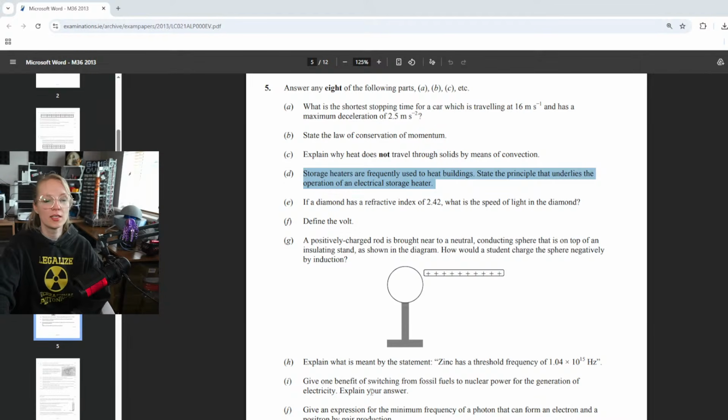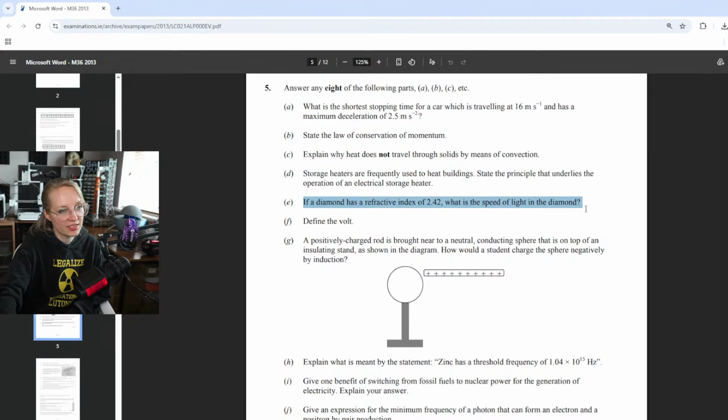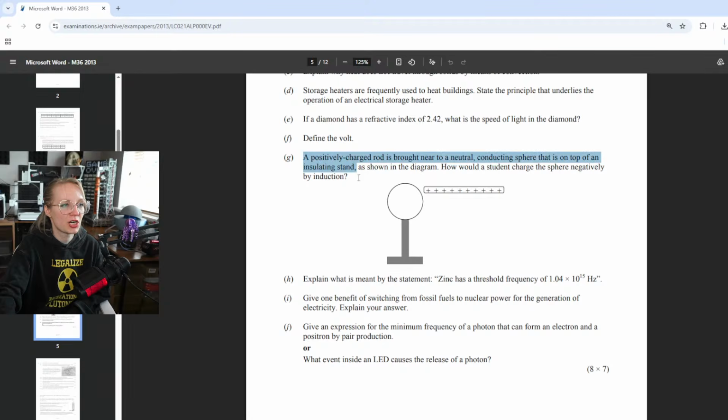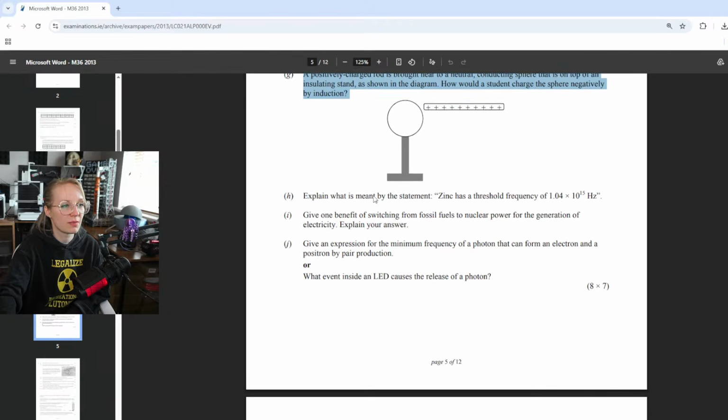Oh, well. This is a trick question. If a diamond has a refractive index, what is the speed of light? That's not bad. n is equal to c over v. Define a volt. Could just rearrange Ohm's law. A positively charged rod is brought near to a neutrally conducting sphere. How does a student charge a sphere negatively by induction?